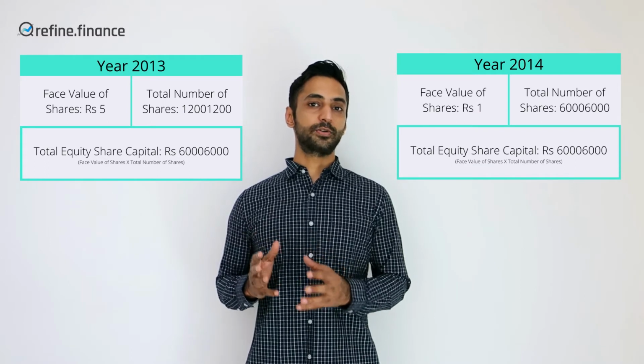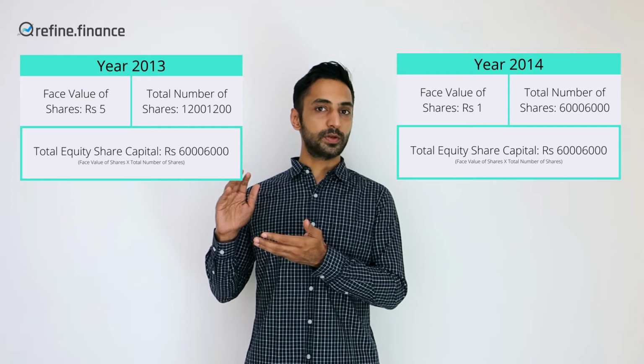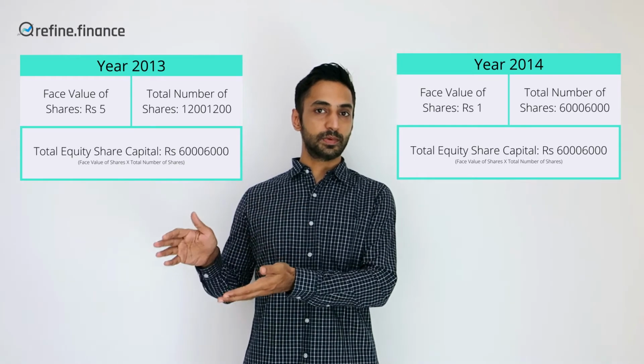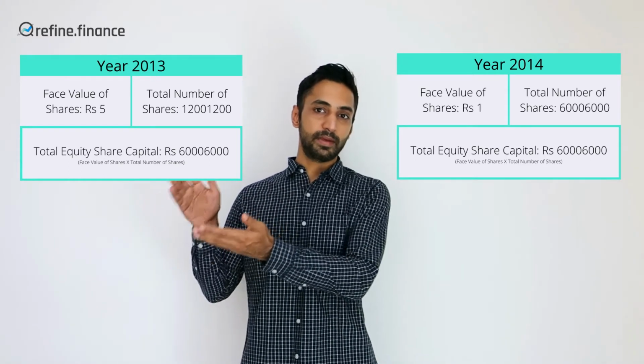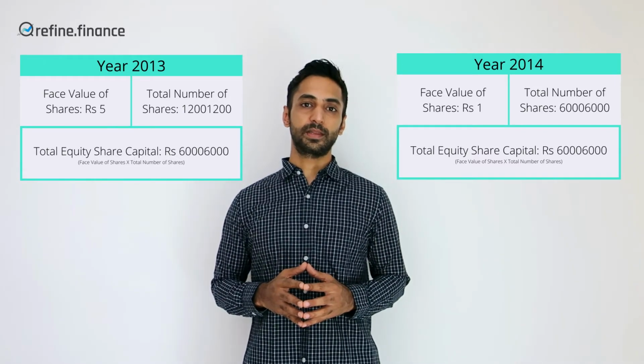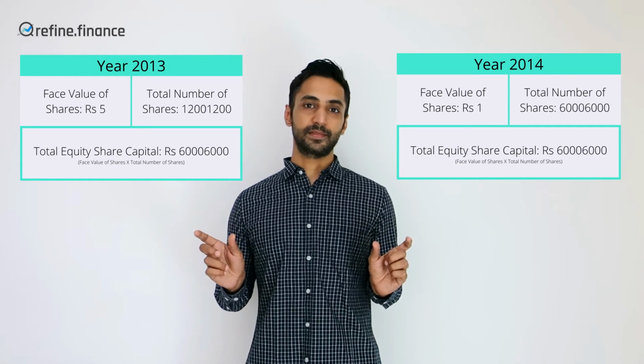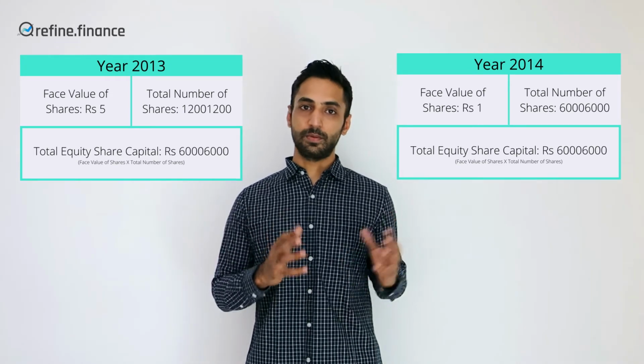Because the company decided to reduce the face value of the shares, the corresponding impact was that the number of shares increased from X to 5X between 2013 and 2014. But the overall equity capital does not change. Quite understandable, same as our pizza example. You might now ask me, why does a company do this in the first place? What are the advantages, what are the disadvantages of this?